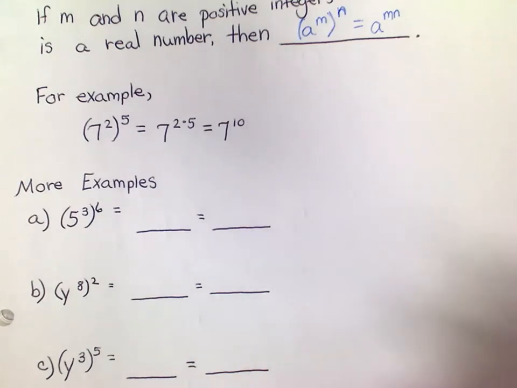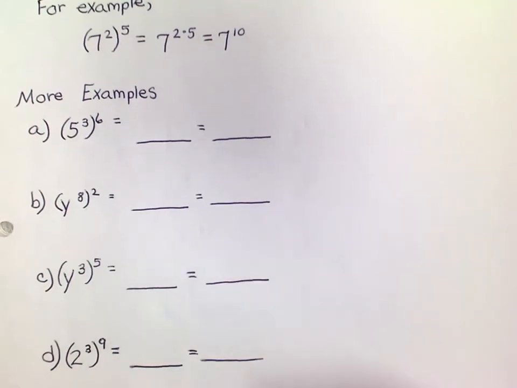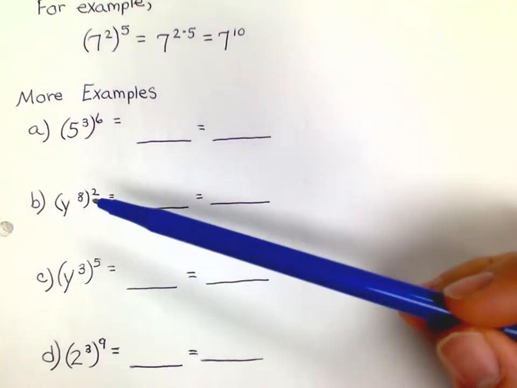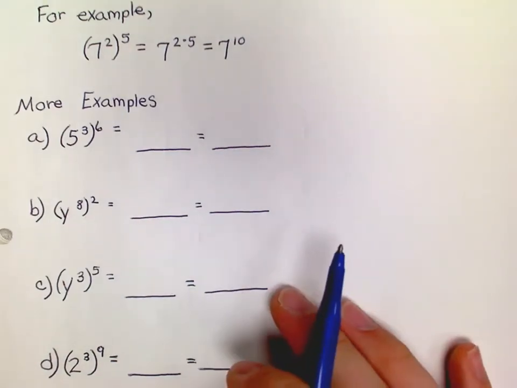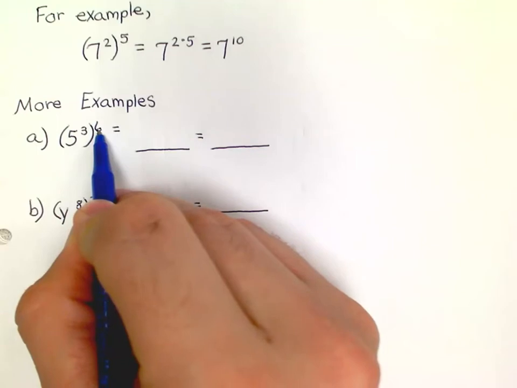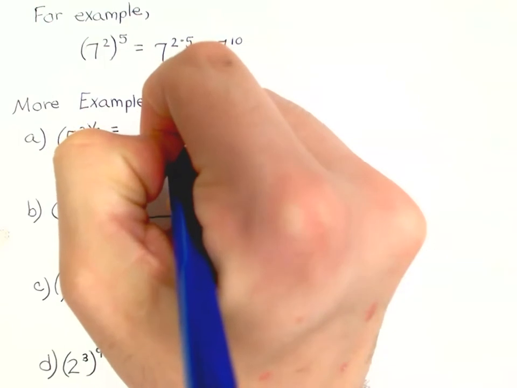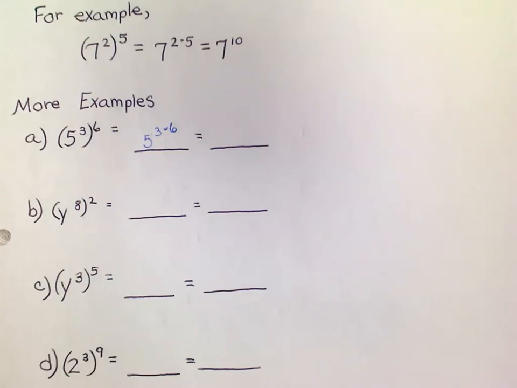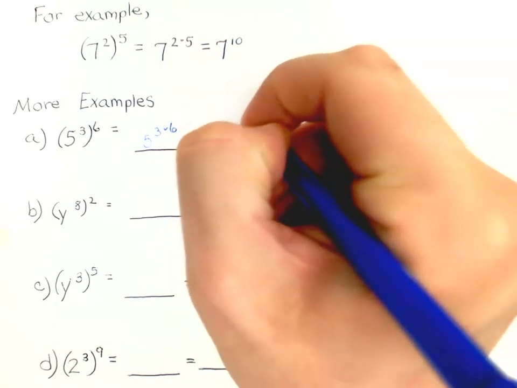Now let's just do some examples. Okay, so we have a and d that have real numbers as bases, and then b and c will have variables as bases. So let's get started. 5 to the 3rd power, all that to the 6th power. So let's rewrite that as 5 to the 3 times 6. And to simplify that further, just multiply these exponents together. You have 5 to the 18th power.